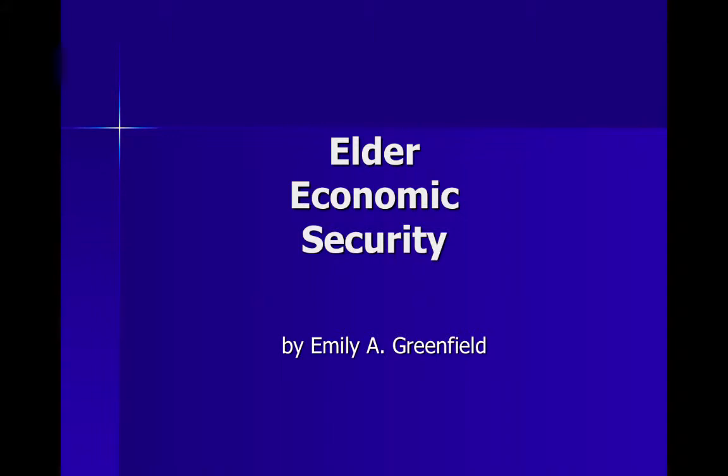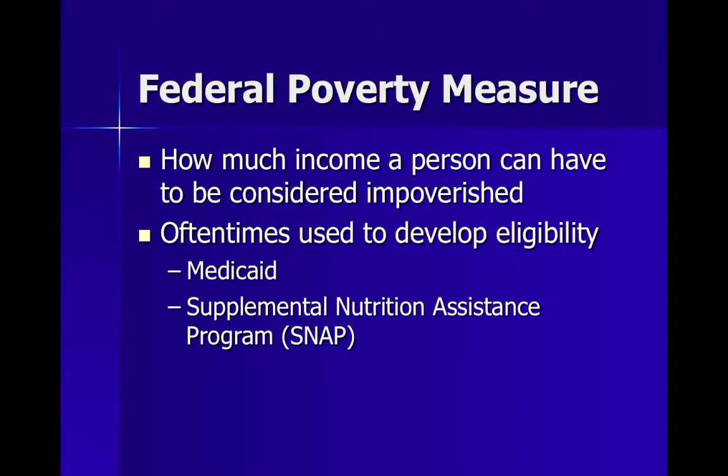To begin to understand the term economic security, we have to know a little bit about the federal poverty measure, which has been the primary tool to discuss issues around economic well-being in the U.S. since the 1960s. The federal poverty measure specifies how much income a person or a household can have before they are no longer eligible for income assistance programs, which use government dollars to support them, in large part.